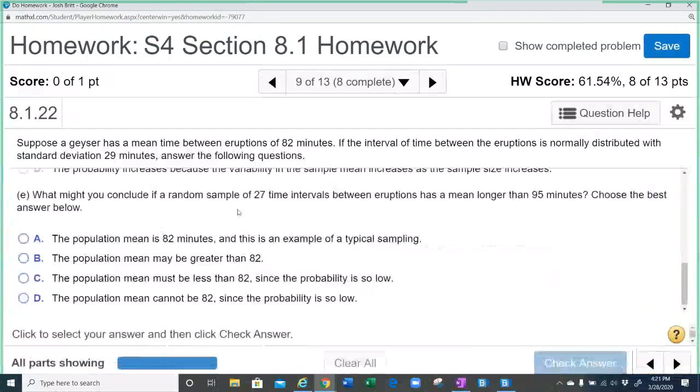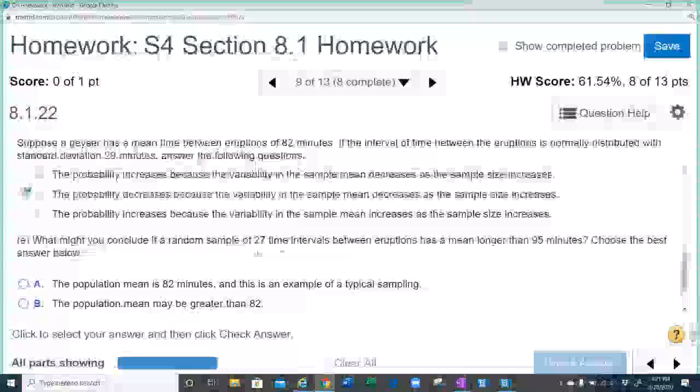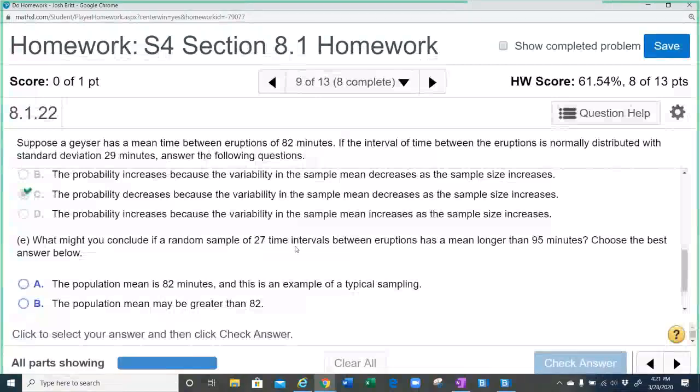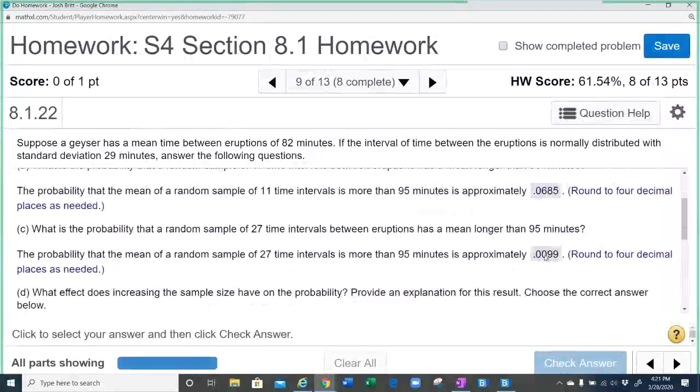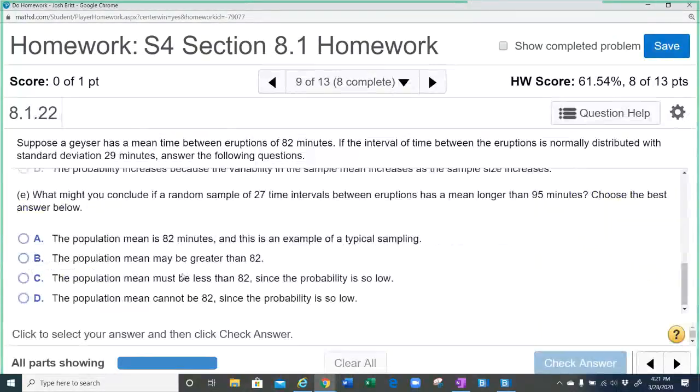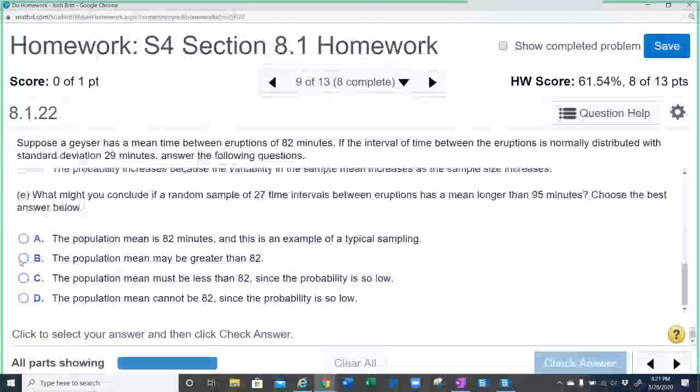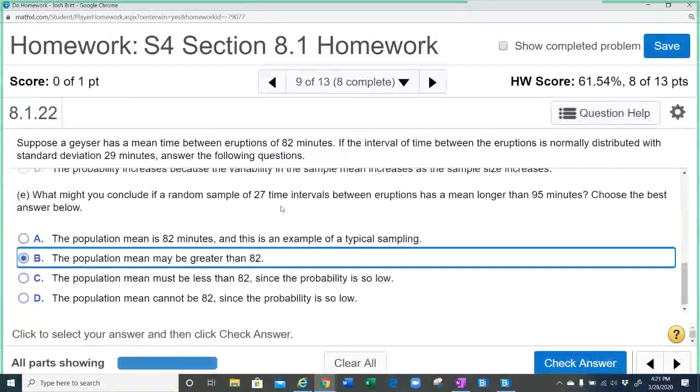Okay, and then what might you conclude? All right, so a sample mean of 27 time intervals has a mean longer than 95. Well, that was the probability we got here. And again, that's really small. So we probably would conclude that this sample mean is larger than 82, so the population mean may be greater than 82. Anytime you get a small probability dealing with the sampling distribution of the sample mean, that's going to give evidence that the true mean has actually changed.